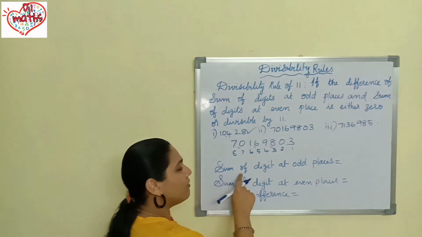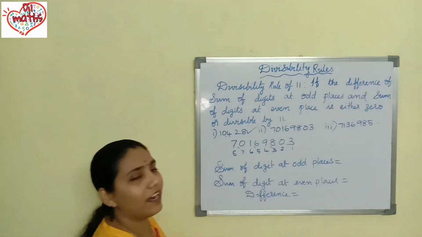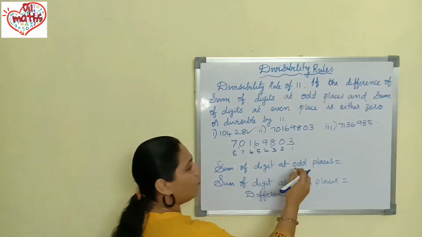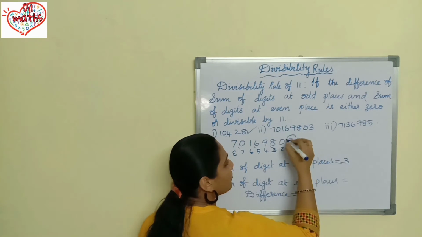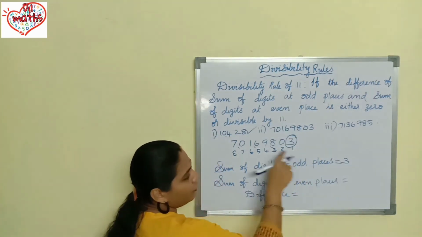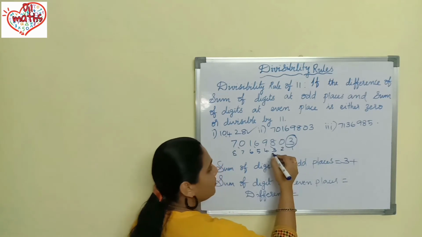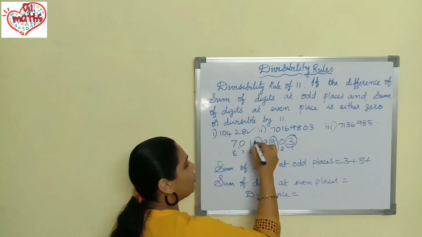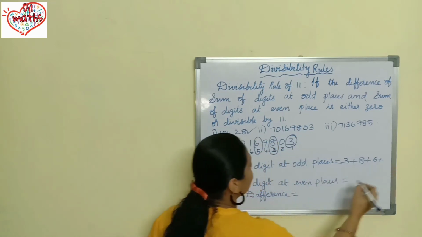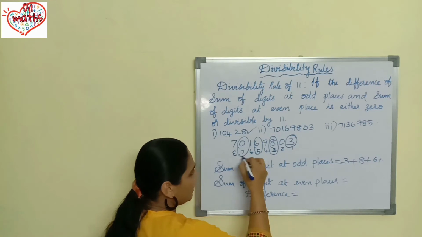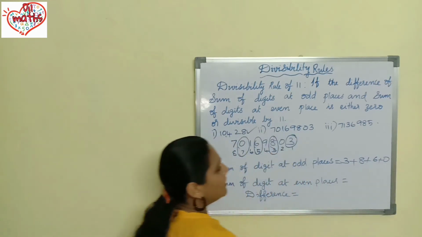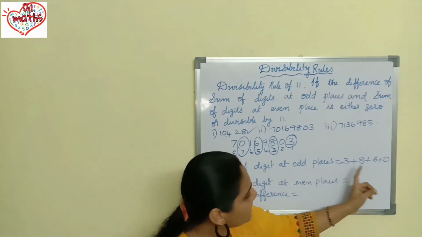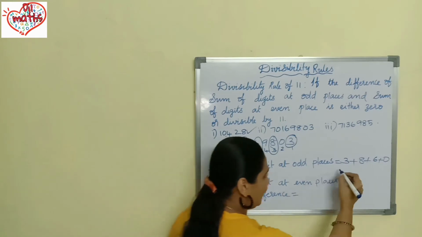Next, we have to find the sum of digits at odd places. So we check which are the digits in the odd places. The first digit is 3, in the first place. The next one is 8, in the third place. The next one, in the fifth place, is 6. Then the 7th place is 0. Those are the digits at odd places. If you add them: 3 plus 8 is 11, 11 plus 6 is 17.